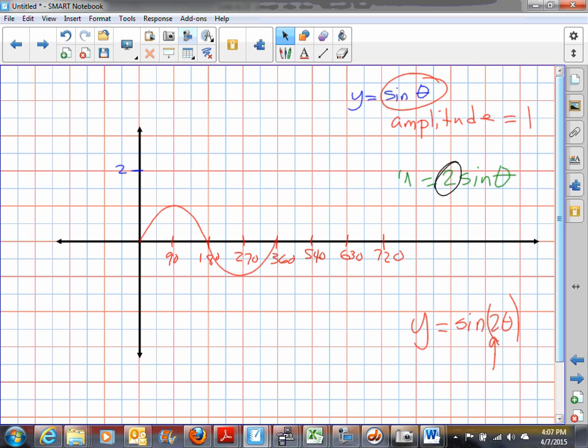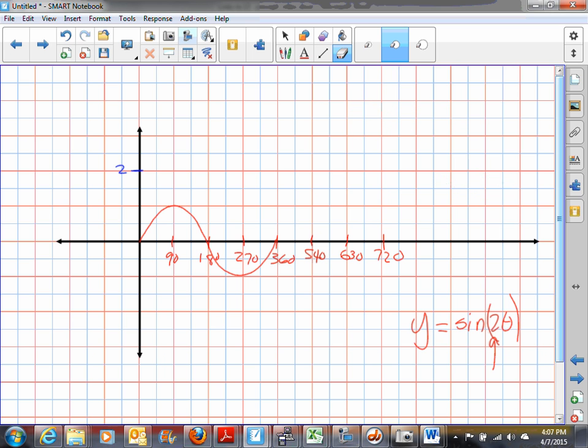Now, the basic cosine graph y equals cosine theta starts at 1. Cosine of 90 is 0. Cosine of 180 is -1. Cosine of 270 is 0. Cosine of 360 is 1. And 0 and -1 and 0 again. So the cosine graph looks like this.